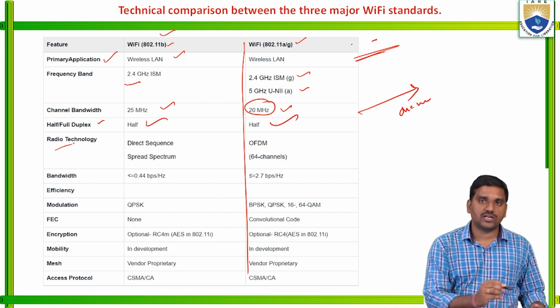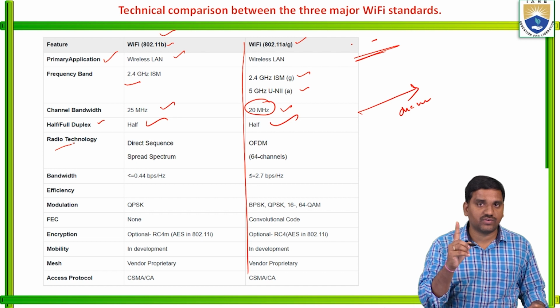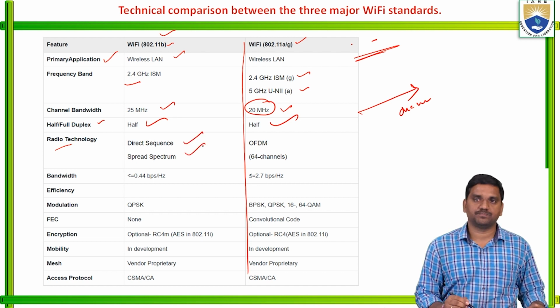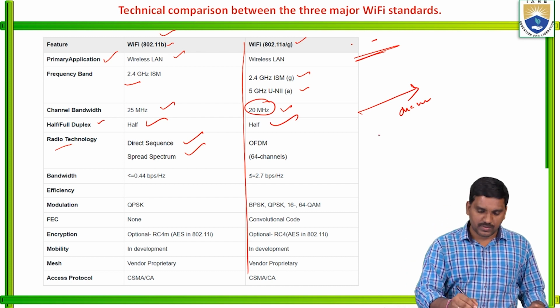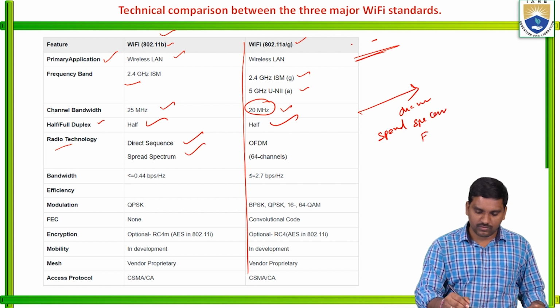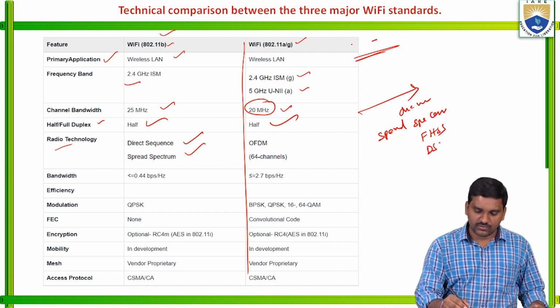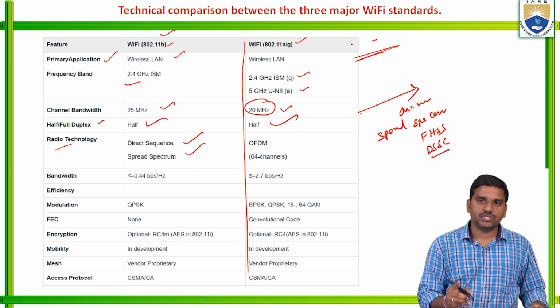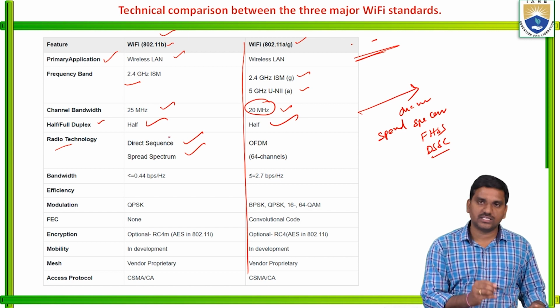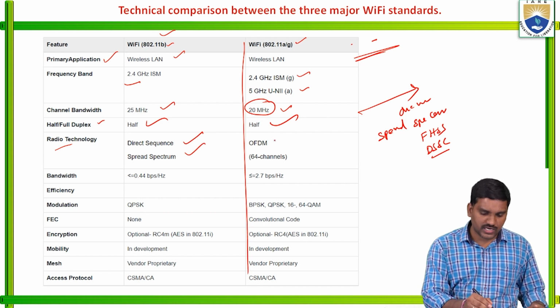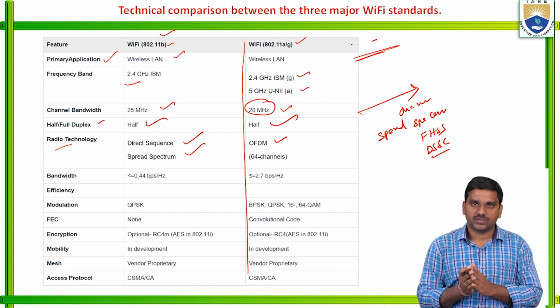The next one is radio technology. Radio signals are one of the working concepts. Radio technology: direct sequence spread spectrum. Spread spectrum concepts are mainly 2 types: frequency hopping spread spectrum and direct sequence spread spectrum. Here 802.11b is based on DSSS and FHSS, and 802.11a and g are based on orthogonal frequency division multiplexing.